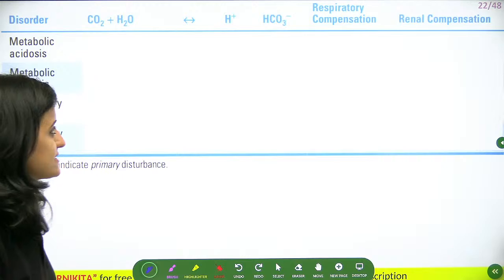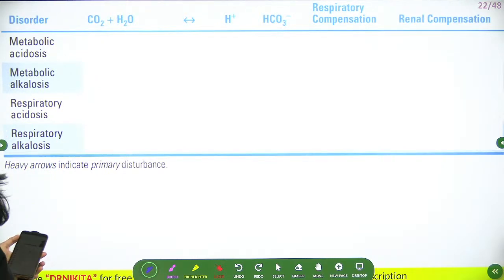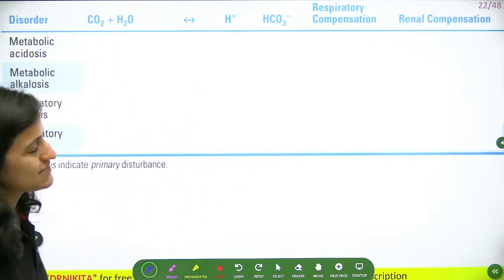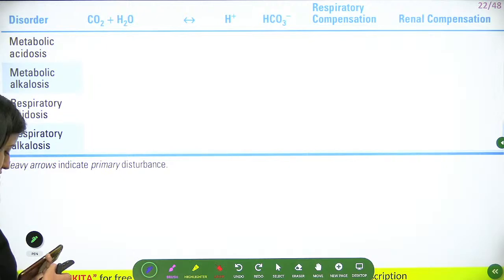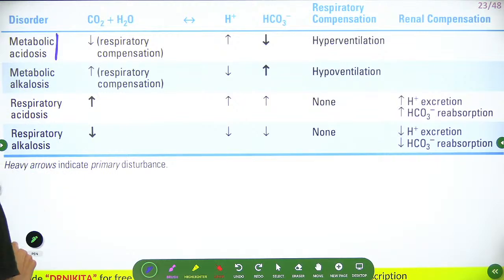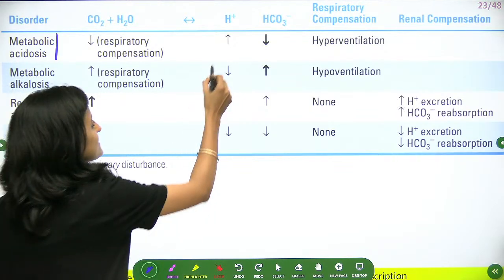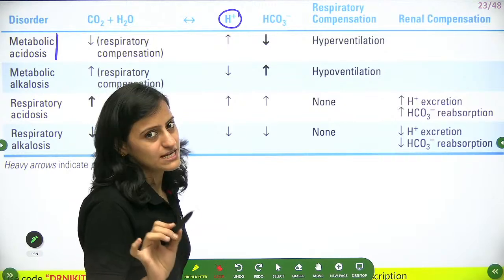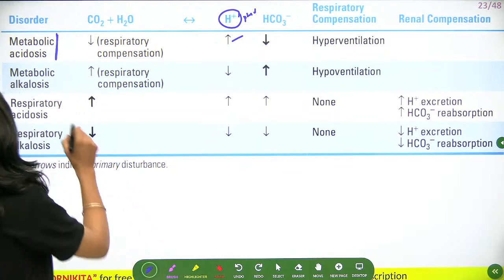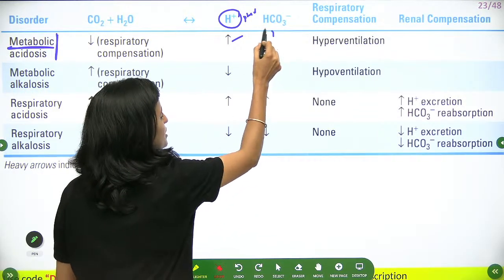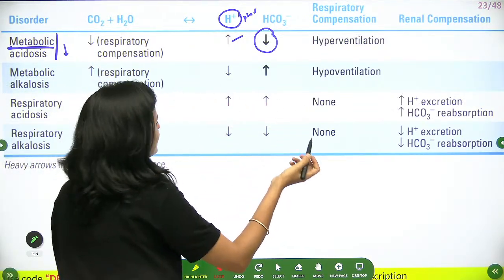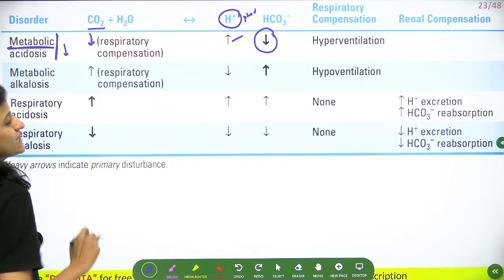Let's try and complete this table. What is the change that you see? Metabolic acidosis, then you have your H plus, bicarbonate, respiratory compensation, or the renal compensation. Look at this one, metabolic acidosis. It is talking about H plus, this is not pH. So please note that point: when the pH decreases, the H plus increases. This is metabolic. Primary change would be your bicarbonate. It's going to decrease. In acidosis, the pH decreases, so all decreases. PCO2 is going to decrease.